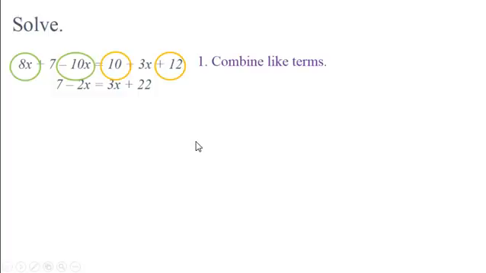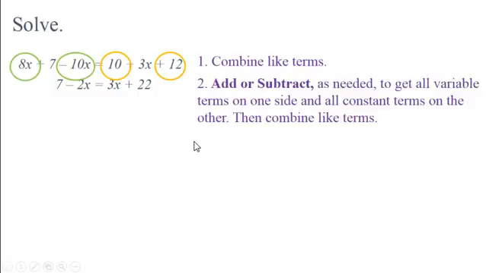Our second step is going to be to add or subtract as needed to get all variable terms on one side and all constant terms on the other. Then combine like terms. So I'm going to put all my variables on the left-hand side. It doesn't matter. You can do it either way as long as you follow the right steps. In this case, I'm going to subtract 3x from both sides so that I can have all my variable terms on the left-hand side. When I do that, 3x minus 3x, these are going to cancel out. And then I'm going to be left with negative 2x minus 3x, which will give me a negative 5x. I'm going to bring everything else down. So 7 minus 5x is equal to 22.